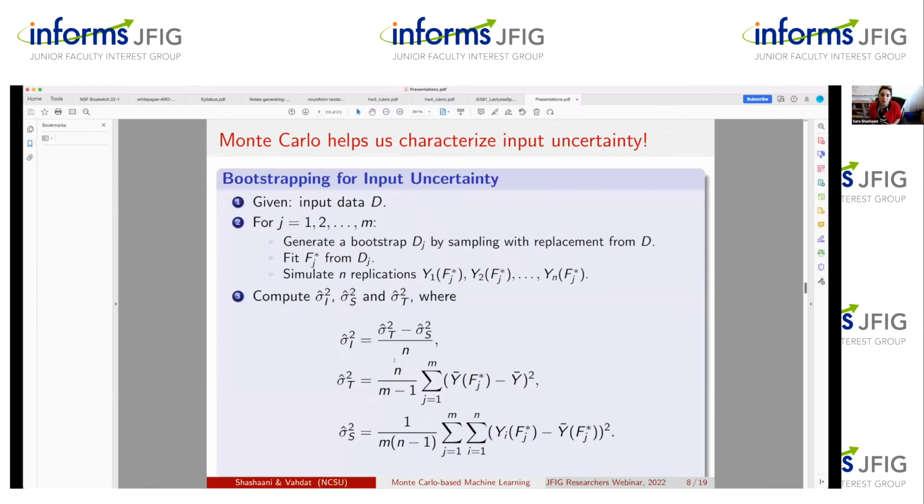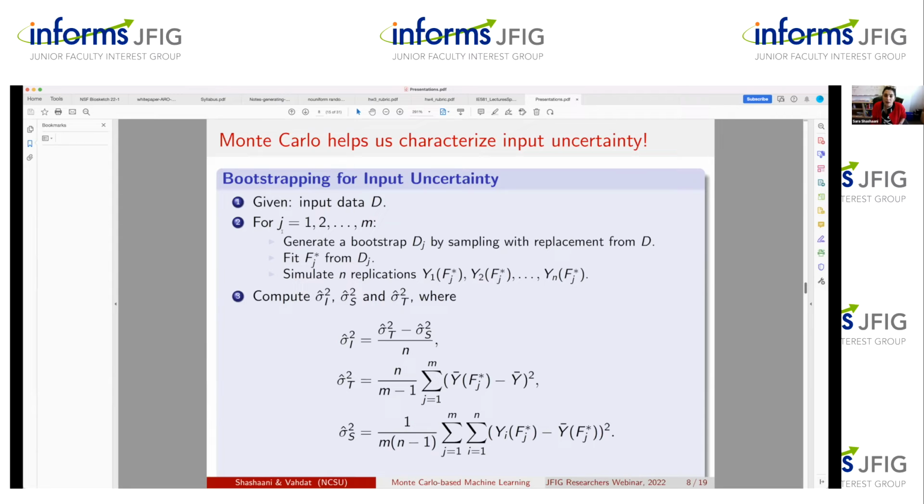Okay, so input uncertainty is a field very well known, and Enhe here and a lot of other colleagues we have in the Simulation Society have spent years on seeing how we can actually evaluate input uncertainty. Bootstrapping is one technique that is used for evaluating input uncertainty, in fact, quantifying the variance and bias due to input uncertainty.